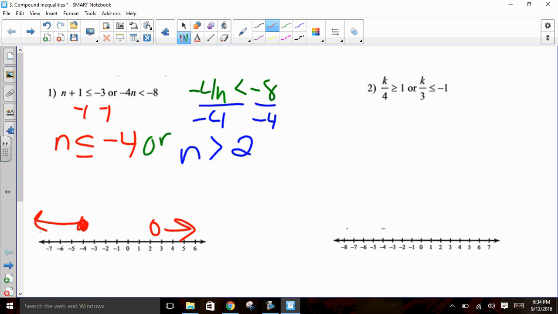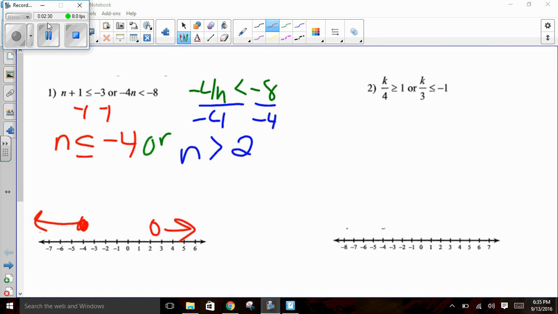So I'm going to have two inequality graphs just like I have inequalities. Now, when I have an OR problem, my answers are going to go opposite of each other. So the circles should be facing each other, the arrows on opposite sides.